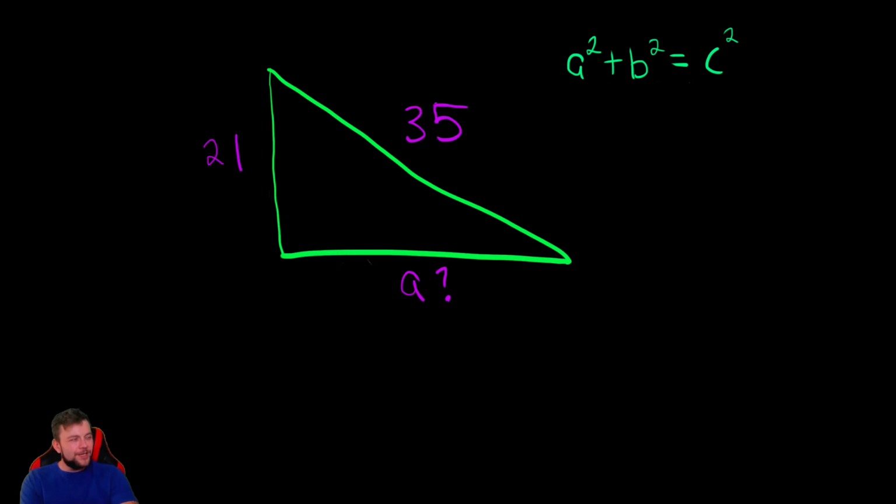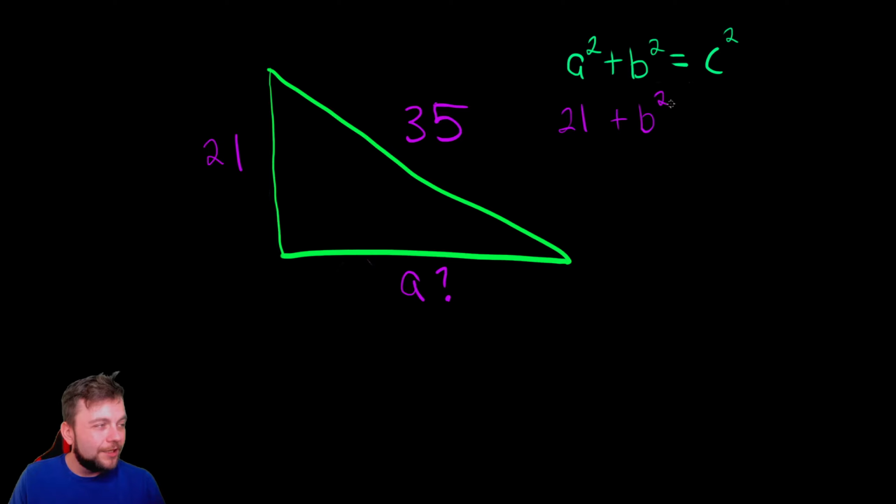That's gross. Hang on. No, we're good. It'll look weird for a second. So what we'll do is plug these things in. We know that a squared is 21, and then plus b squared equals c squared, and that's 35.